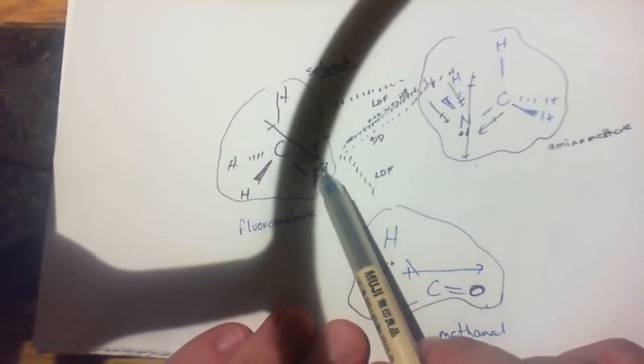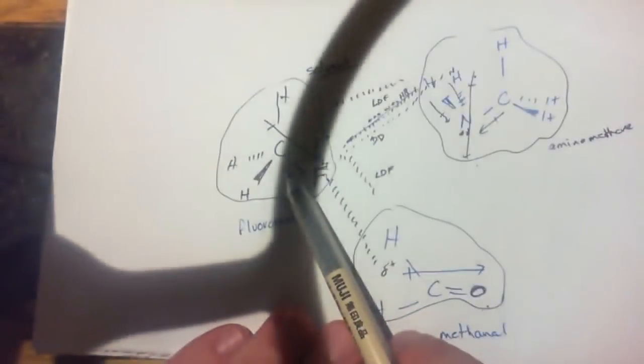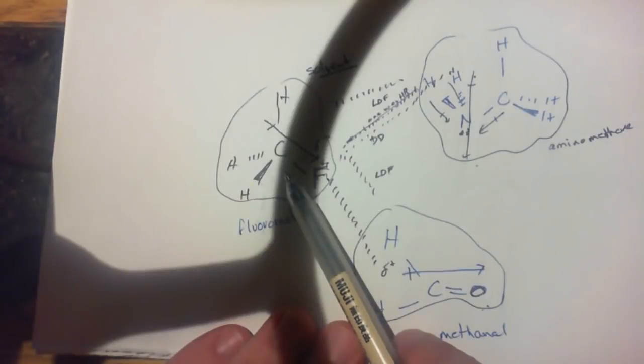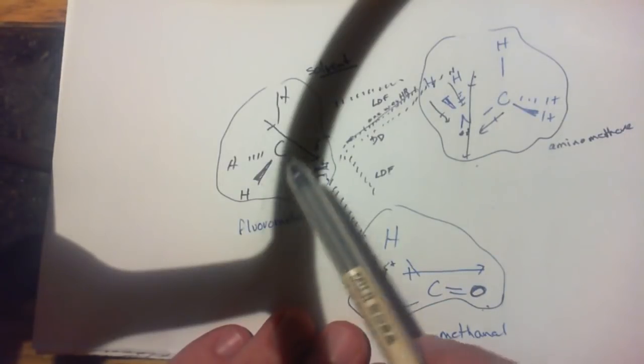So for a molecule to receive hydrogen bonding, it has to have a lone pair. For a molecule to form hydrogen bonding, it has to have a hydrogen bonded to a nitrogen, oxygen, or fluorine.